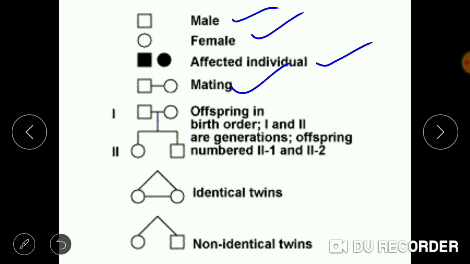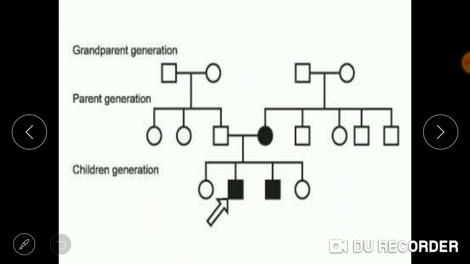And these depict the generations, the first generation and the second generation. This is a symbol for identical twins, and this symbol is for non-identical twins. Now let us see some examples. This is one of the pedigree charts.